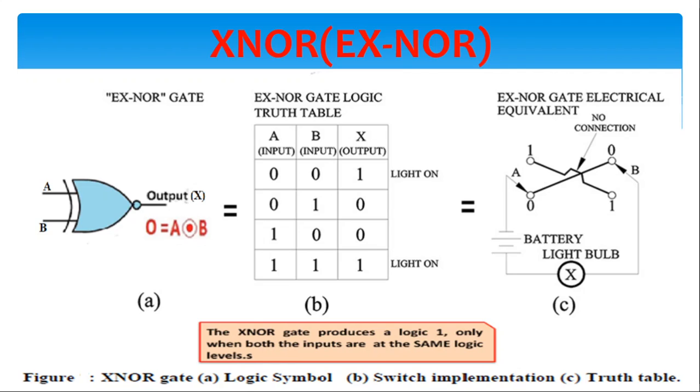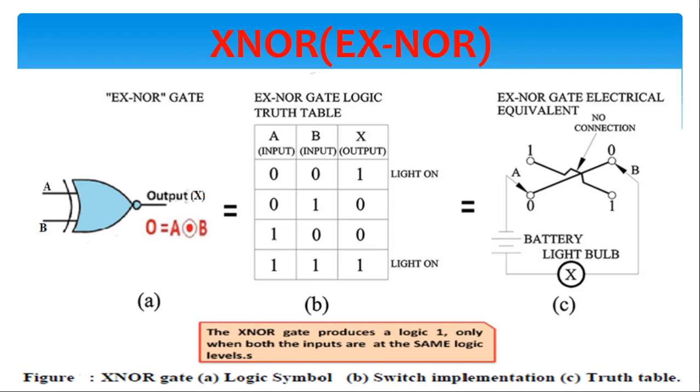The output of XNOR gate is low when one of the inputs is high, that is when the inputs are dissimilar. That is, the lamp is off when one of the switches is closed. This in turn indicates that XNOR gate produces a high output only when two inputs are at the same logic level.